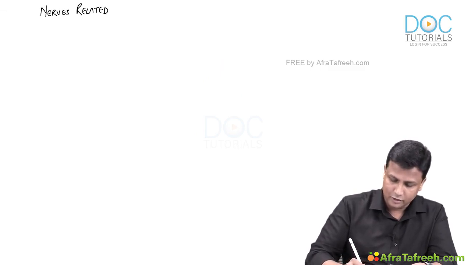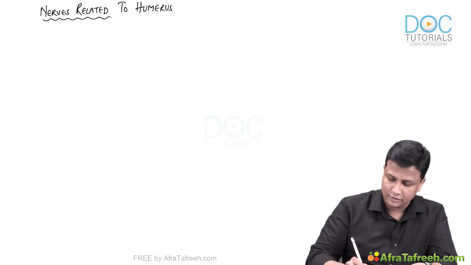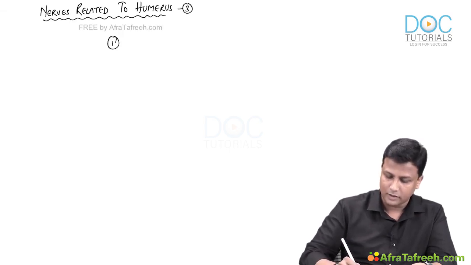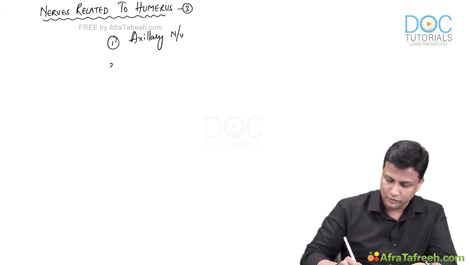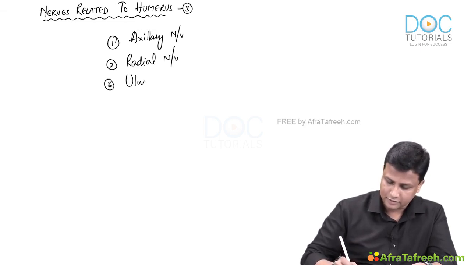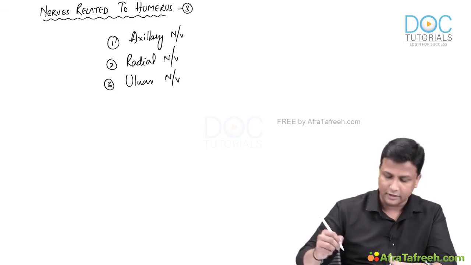Nerves related to humerus. Now, in total, how many nerves are related to humerus, guys? There are totally 3 nerves related to humerus. Number 1 will be the axillary nerve, number 2 will be the radial nerve, and number 3 will be the ulnar nerve, guys. So, these 3 nerves are related to humerus bone.